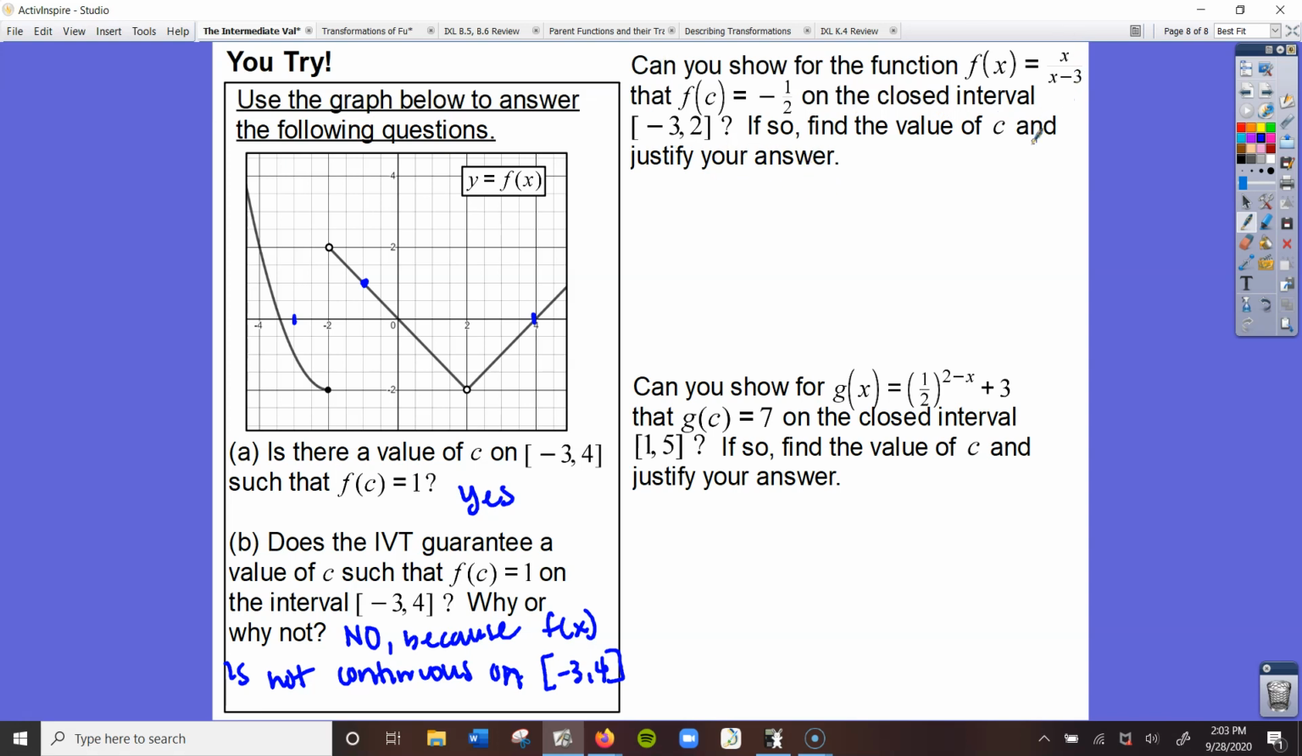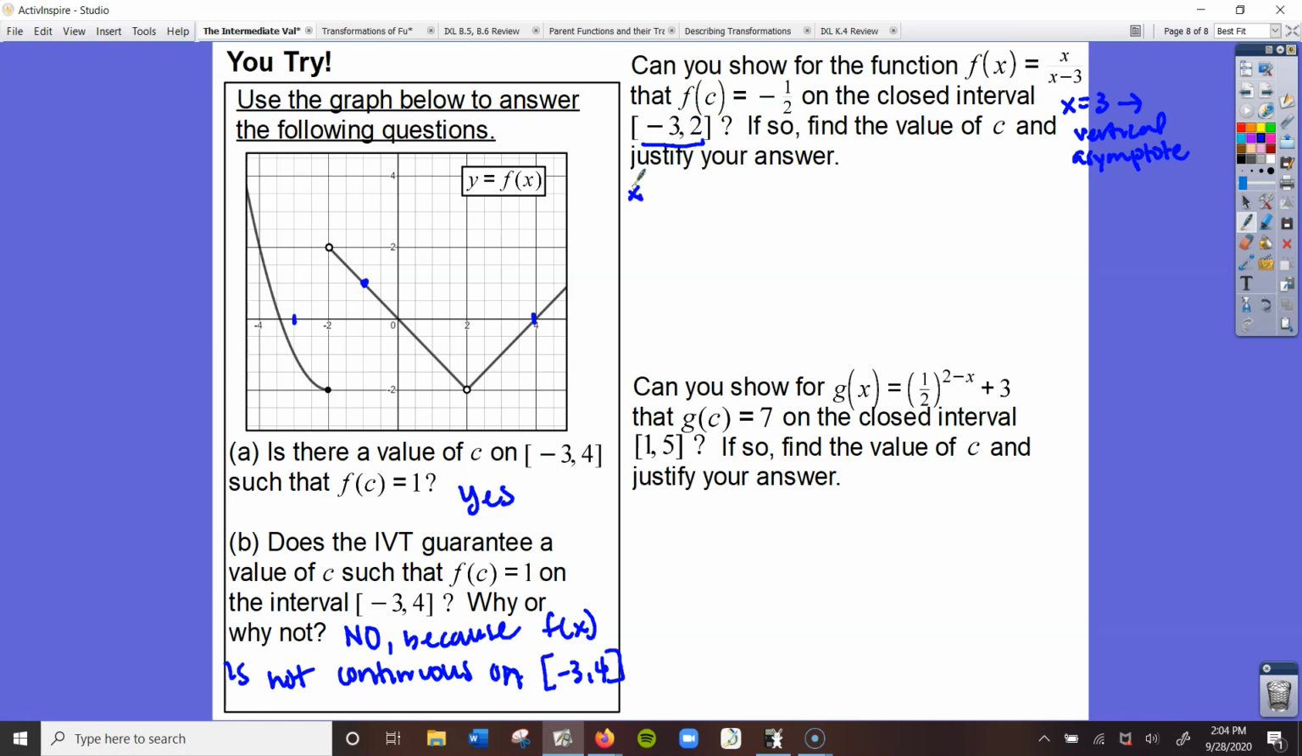Since I'm not going to use the calculator, I have to be familiar with when rational functions are discontinuous. All rational functions are not continuous when the denominator is equal to 0, because that means we have a vertical asymptote. For this particular question, the denominator is equal to 0 when x is equal to 3, and that is where we have a vertical asymptote. However, when I look at my interval, x equal to 3 is outside of this interval. So our function f of x is continuous on that interval.